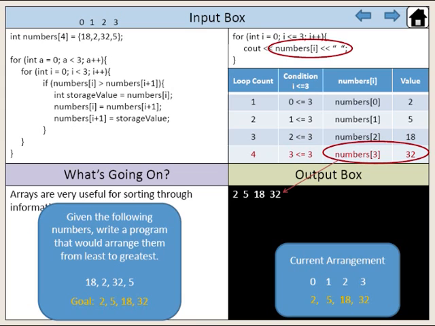When the for loop executes the fourth time, the value of I is incremented to 3. So numbers I is now numbers 3, which is the fourth element's position. The value of the fourth element is 32.